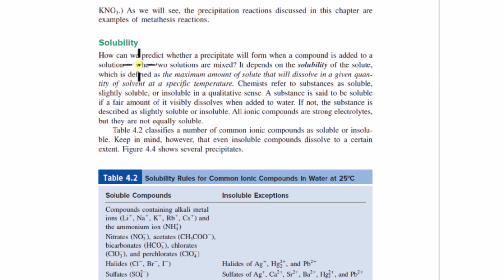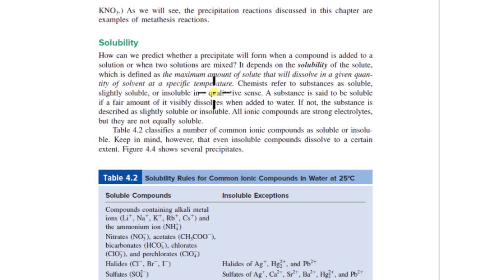So how can we predict whether a precipitate will form when a compound is added to a solution or when two solutions are mixed? It depends on the solubility of the solute, which is defined as the maximum amount of solute that will dissolve in a given quantity of solvent at a specific temperature. Right. So what we talked about was that if a substance is insoluble in water, then it might dissolve to a small extent, but it's not appreciable at all. Like sand. Sand is said to be insoluble in water, but a very small amount of sand still dissolves, but it's negligible. That's what's called insoluble.